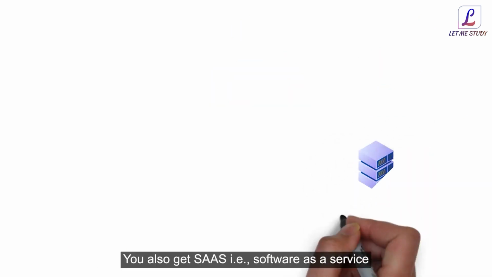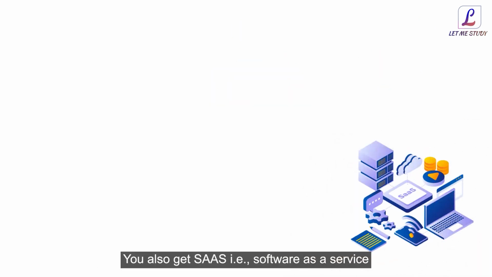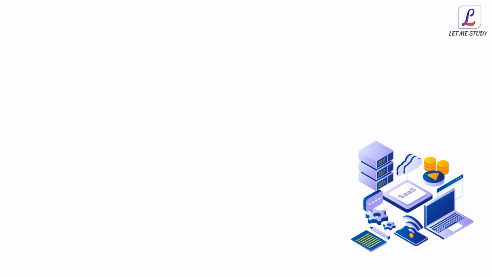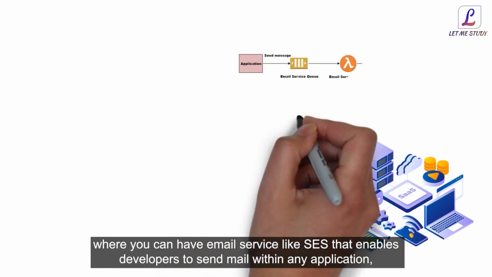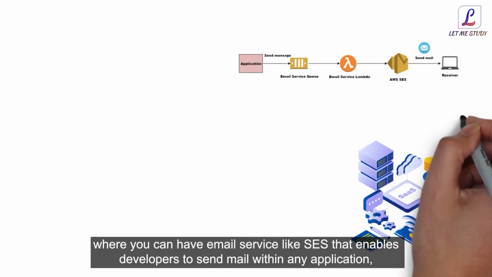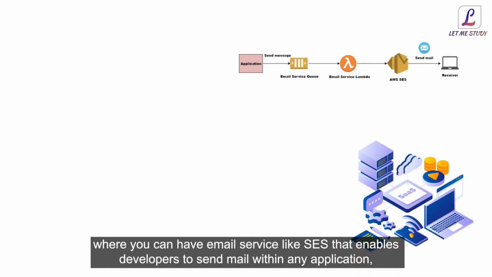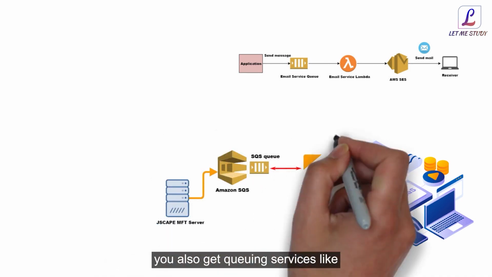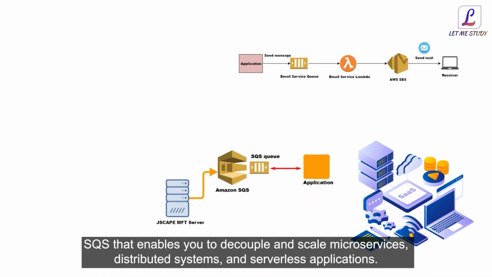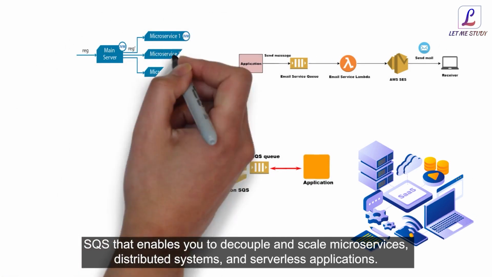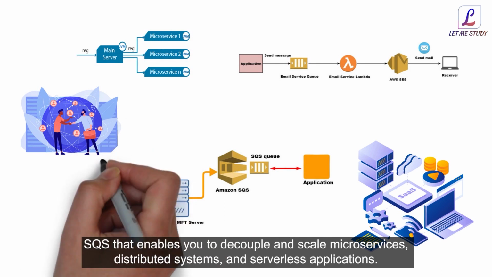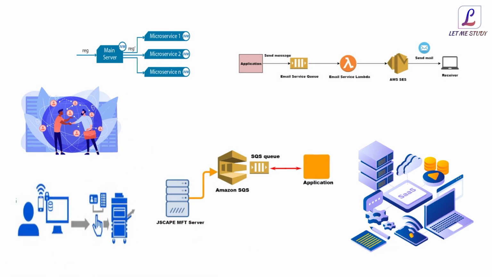You also get SaaS, that is Software as a Service, where you can have an email service like SES that enables developers to send mail within any application. You also get a queuing service like SQS that enables you to decouple and scale microservices, distributed systems, and serverless applications.